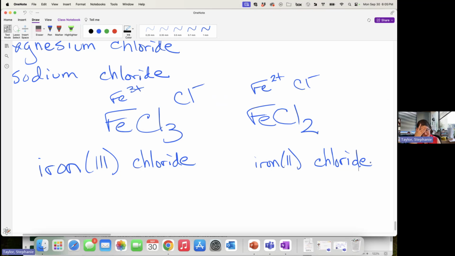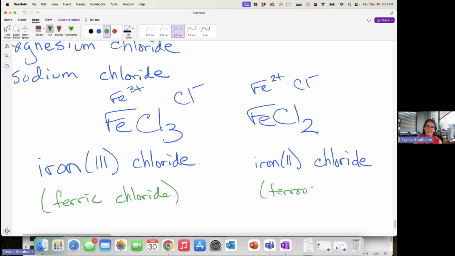You can still usually find stuff for this. We haven't used this in a while, but if anybody asks, it's accurate. We just don't do it anymore. This is also called ferric chloride. This is also called ferrous chloride. You don't need to know that. We don't test on these anymore, but they're correct.